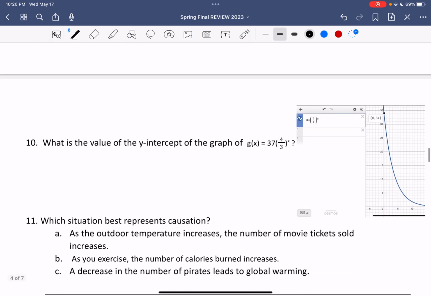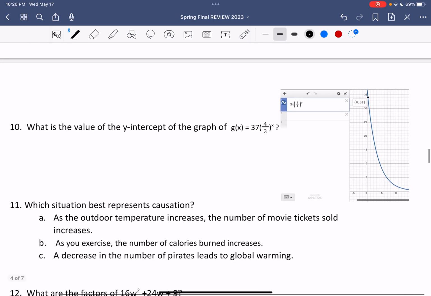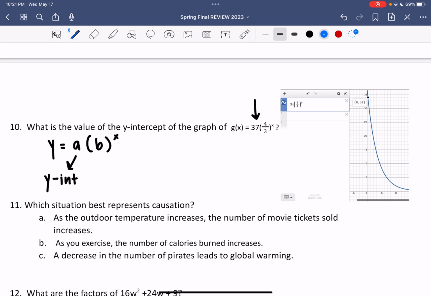All right, last but not least, it says, what is the value of the y-intercept of the graph? So again, remember with exponentials, the function looks like this, where a is the y-intercept. So the number in front of the parentheses is the y-intercept. So in this case, it is 37. So our y-intercept is 0, 37, or just 37 if it's open-ended.